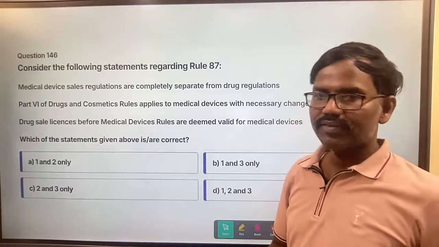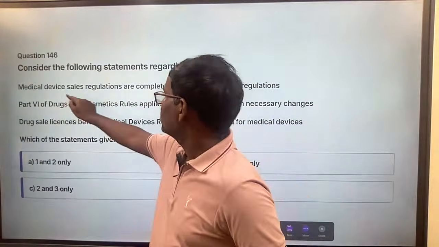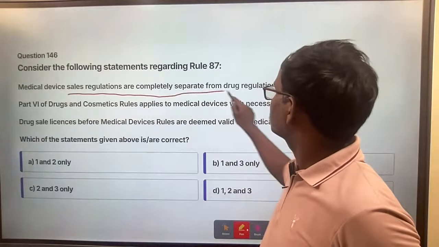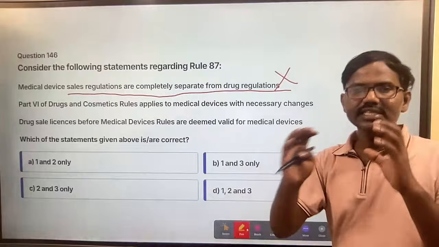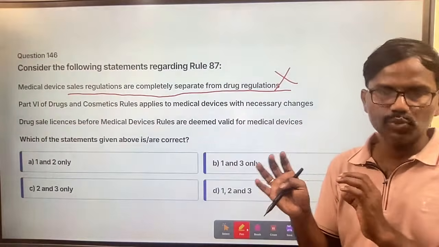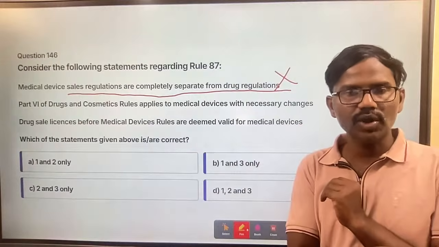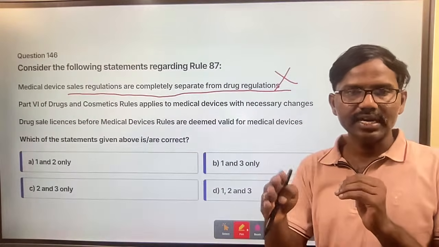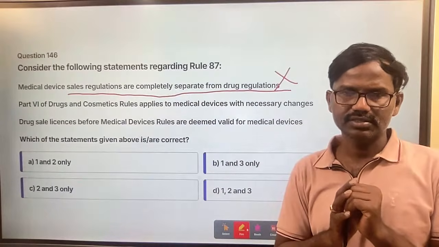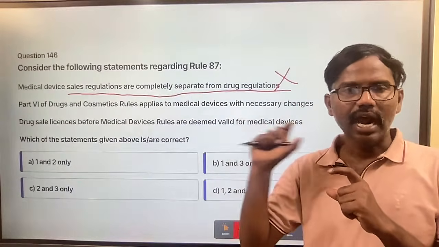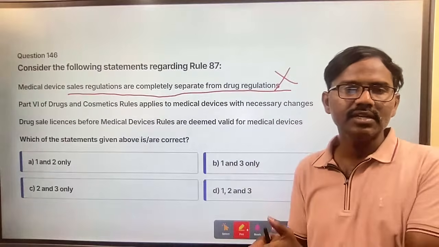Option 2 and 3, yes, perfect answer by Pavani. So Jyotidas, it is a wrong answer. Why? Because medical device sales regulations are not completely separate from drug regulations. The DC Act is supreme. Even though the sale of medical devices can be done without following these medical device rules, if they got the license before the Rules 2017 and maintain the conditions. The DC Act is supreme.